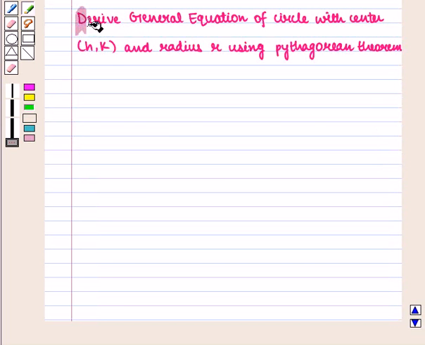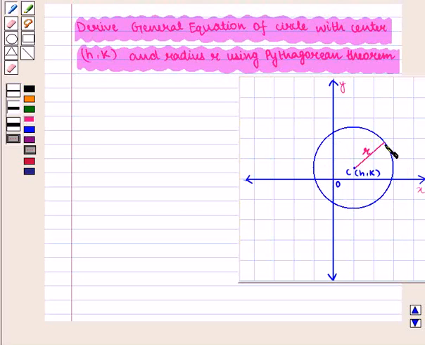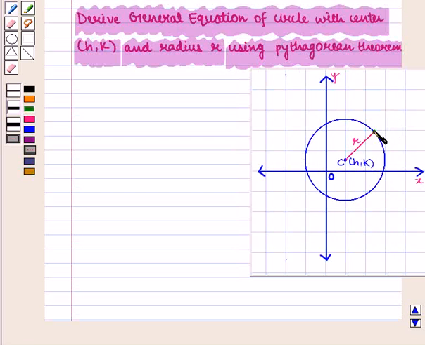First of all, we shall derive the general equation of a circle with center (h, k) and radius r using the Pythagorean theorem. This is the circle on the coordinate plane with center C having coordinates (h, k) and radius r. Let P with coordinates (x, y) be any point on the circle.